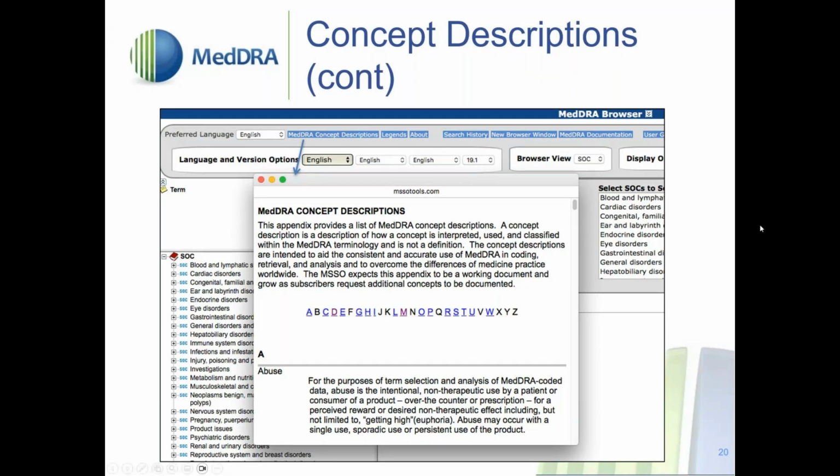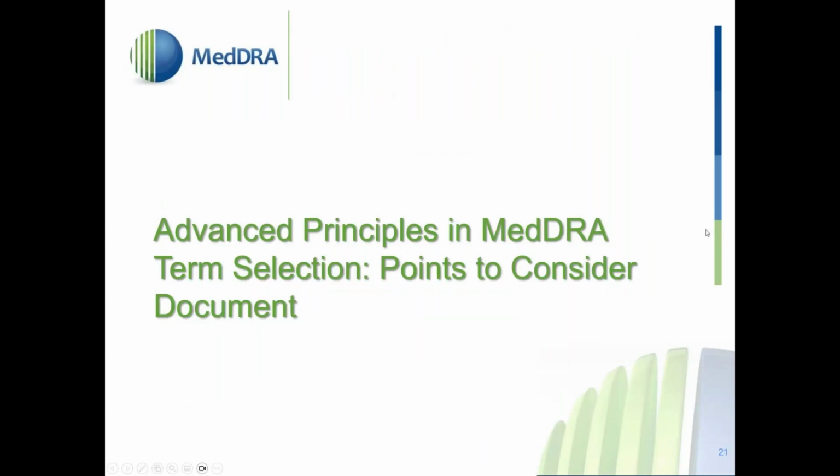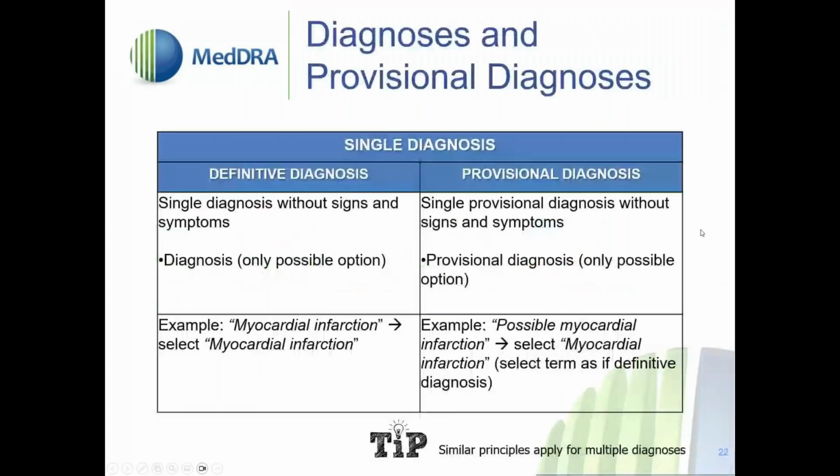Okay, a few advanced coding principles from the term selection PTC document. Let's talk about diagnosis and provisional diagnosis. If your report includes a definitive diagnosis without signs or symptoms, the only option here is to code the diagnosis. Whether it's a single or multiple diagnosis, it's the same approach.